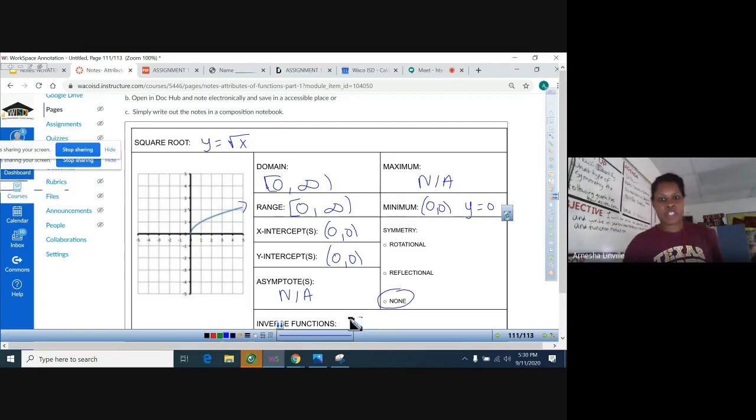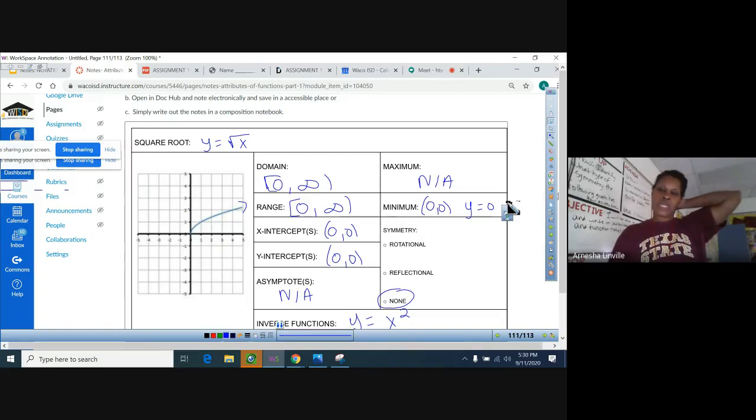And the inverse function for a square root is going to be a quadratic, so y equals x squared. Okay, and that is the first parent functions. Those are the first 4 families and the parents of those first 4 families.